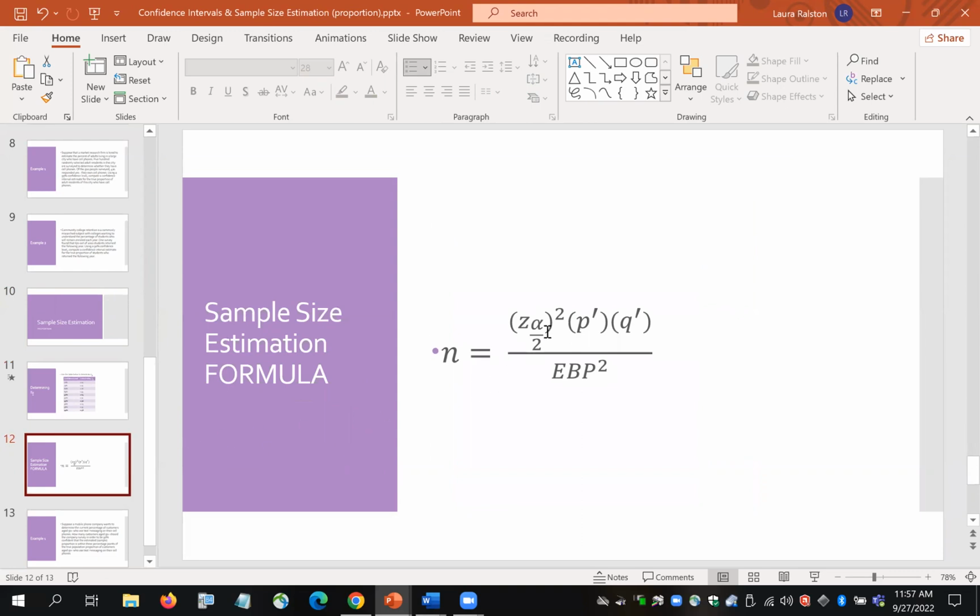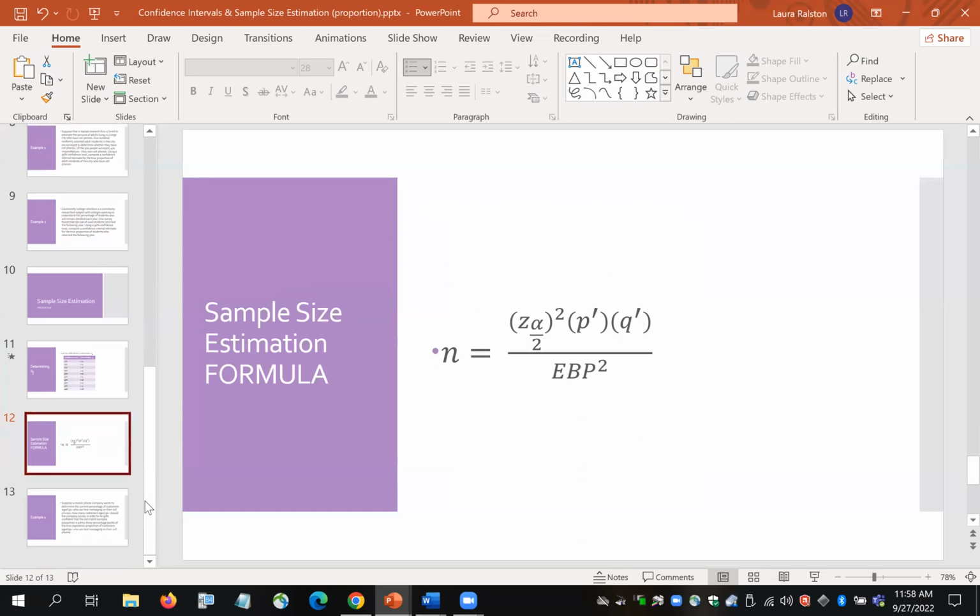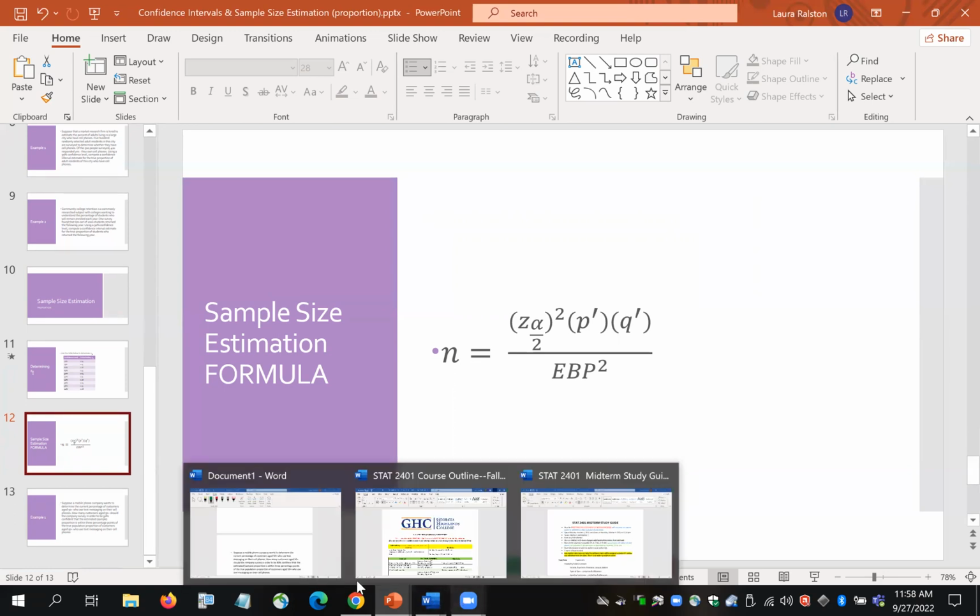So the formula is we take the Z value from the table, square it, multiply it times the population proportion estimate times the Q, all divided by the error bound proportion. Okay, so this is the formula. It looks yucky, but it's really not as bad as it looks.